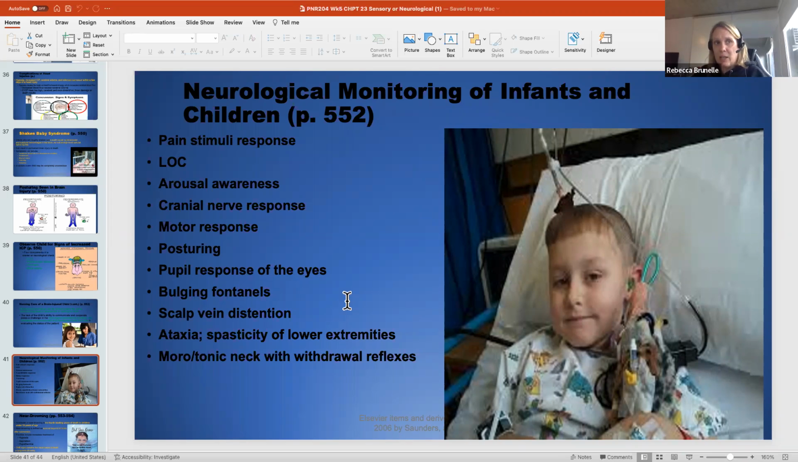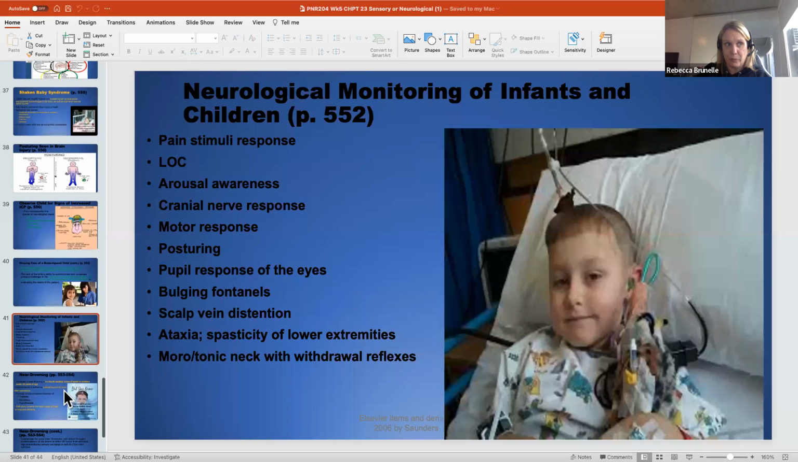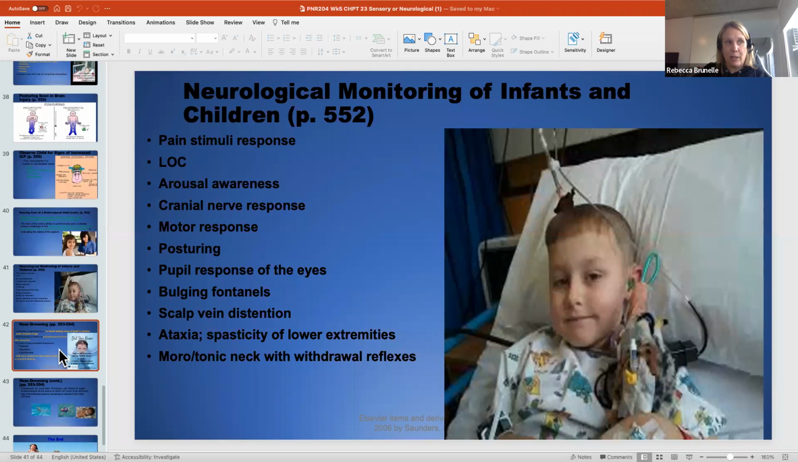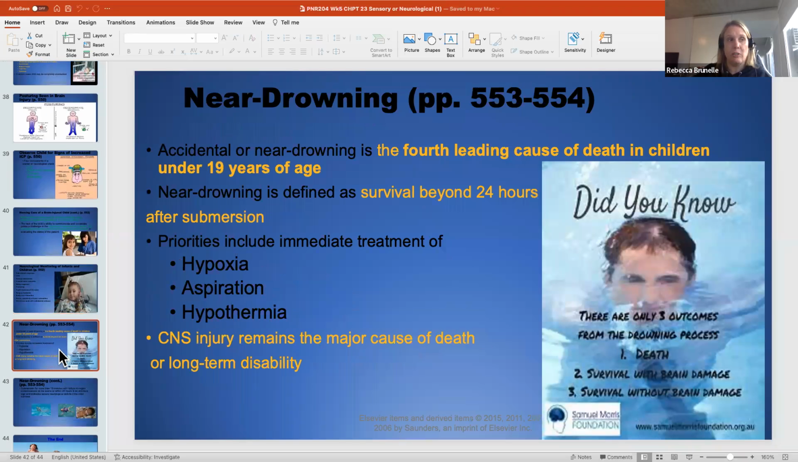And then ataxia, they're not able to walk normally, they have some spasticity. Those are all things that would be unusual that would be included in your neurological assessment. How about sunken fontanelles? Why might a kid have a sunken fontanelle? Dehydration.